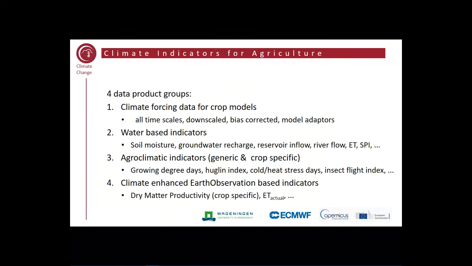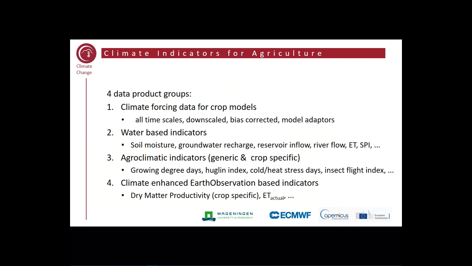What we developed in the end was a couple of data sets based on, let's say, different time horizons, different applications, and different granularity of the data that can be provided. So one was climate forcing data for crop models. That's really for the agricultural research sector, the agronomists. Preferably for all time scales, downscaled, bias corrected, and if possible already in a format that is suitable for the various models that are around in this world.